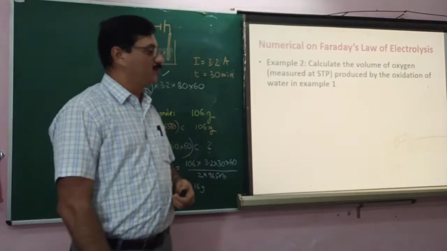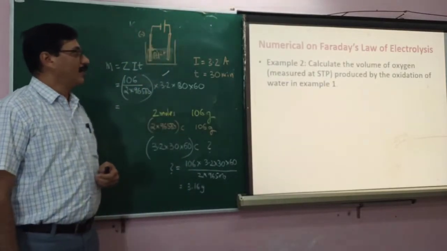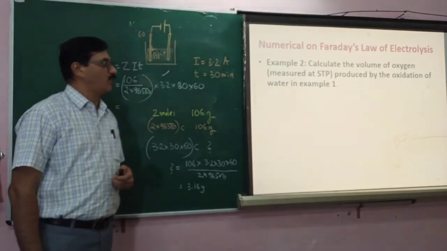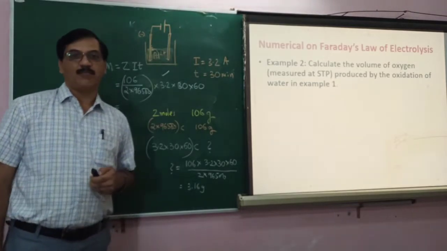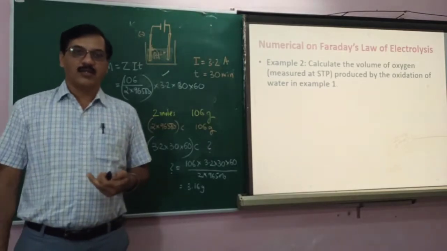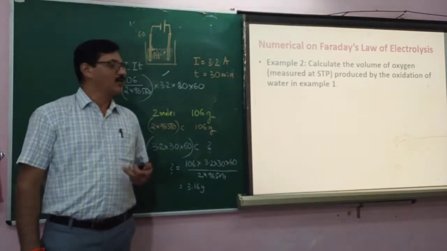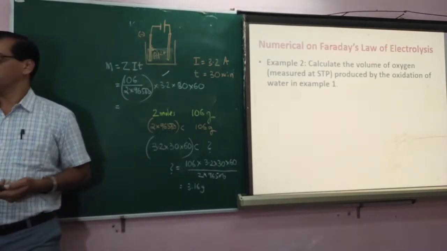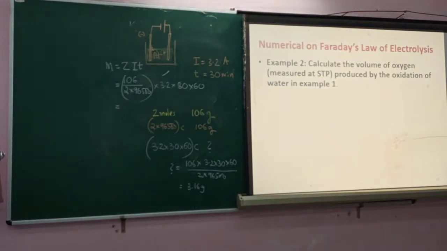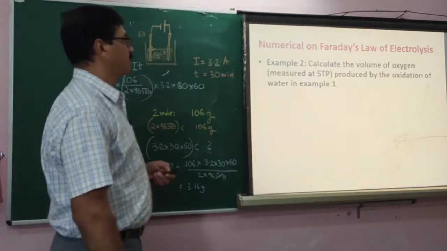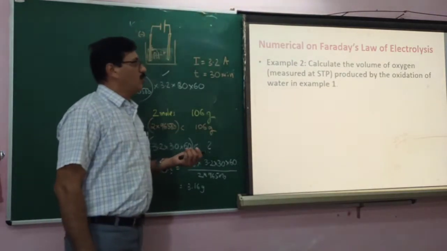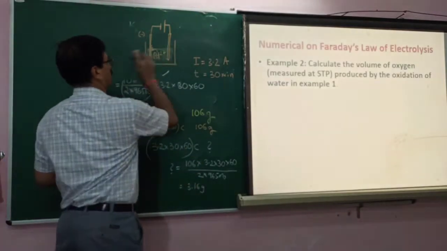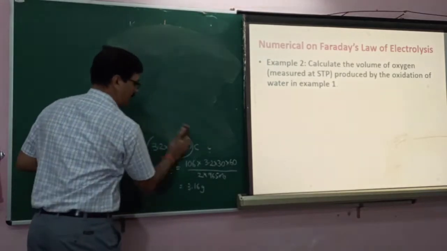Now, coming to another question. Calculate the volume of oxygen produced by the oxidation of water in example 1. In example 1, in the sense, the same current with the same time is being taken. Okay. Now, the volume of oxygen which is being produced. That is an interesting question. So let us try to take it up.